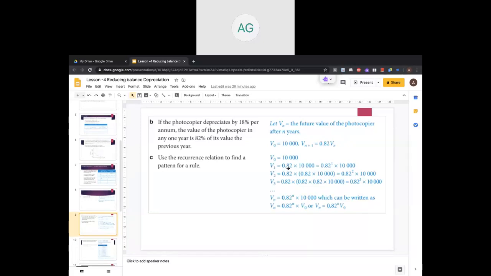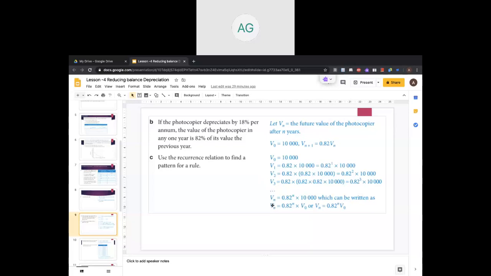So we can do 0.82 times 10,000. So that's after 1 year. So after 2 years, we can do 0.82 of that again. In other words, for the second year, we can just do 0.82 raised to the power 2 times 10,000. For the third year, we can do raised to the power 3 because it's after 3 years, and so on.